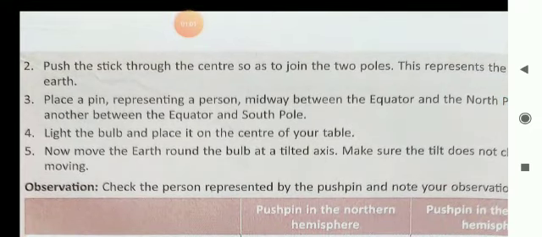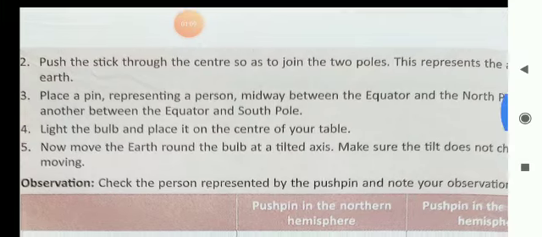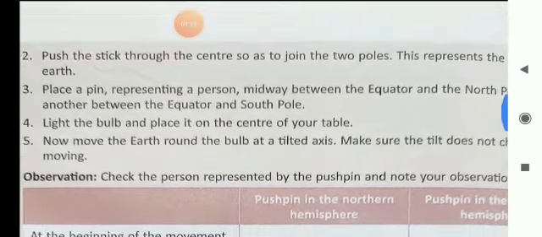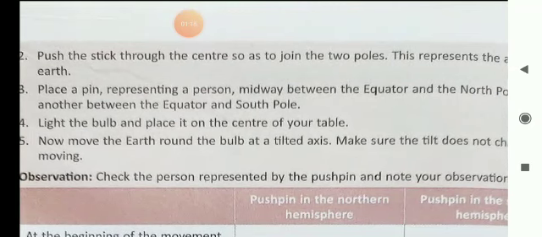Now place a pin which can represent a person. This pin is representing a person. One pin midway between the equator and the north pole, and another between the equator and the south pole.